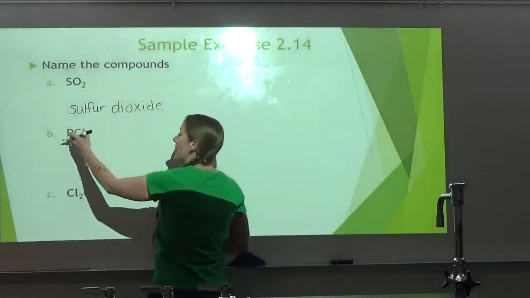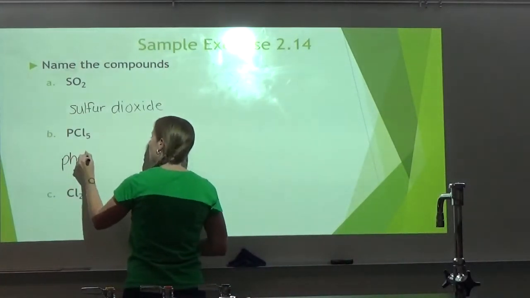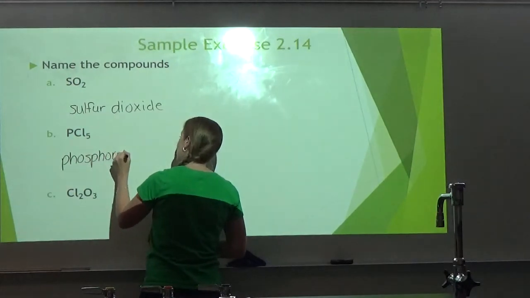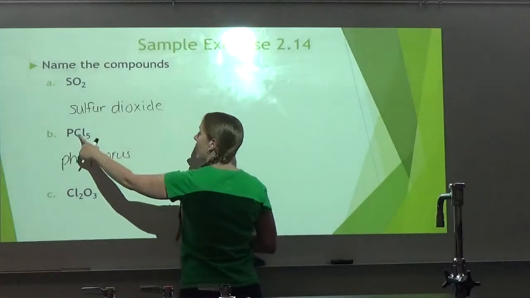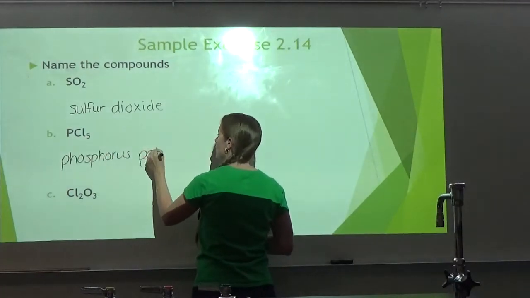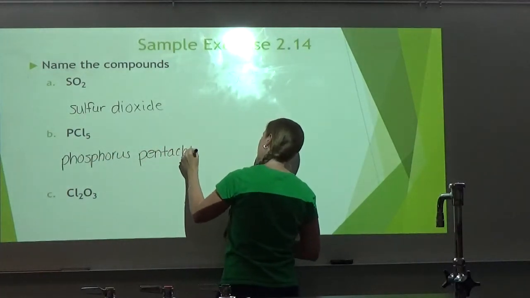All right, next one, we have 1 phosphorus. Remember, the first element only needs a prefix if it has a subscript. So I just call it phosphorus. And then I have Cl5, so that would be pentachloride.